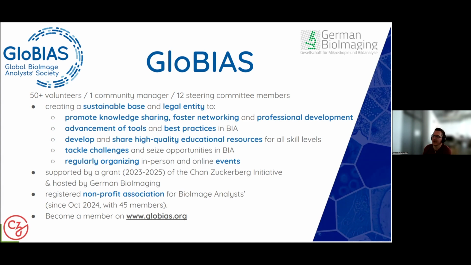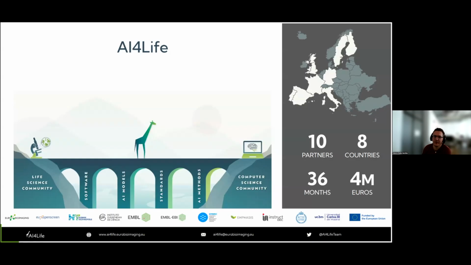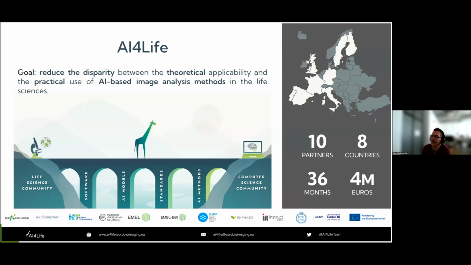AI for Life, on the other hand, is another community with the goal of reducing the disparity between the theoretical applicability and the practical use of AI-based image analysis methods. So basically, as you can see from the image, it aims to bridge the life science community with the computer science community, which often have different vocabulary and methods. If you want to know more about it, you can visit the AI for Life website at the link here.